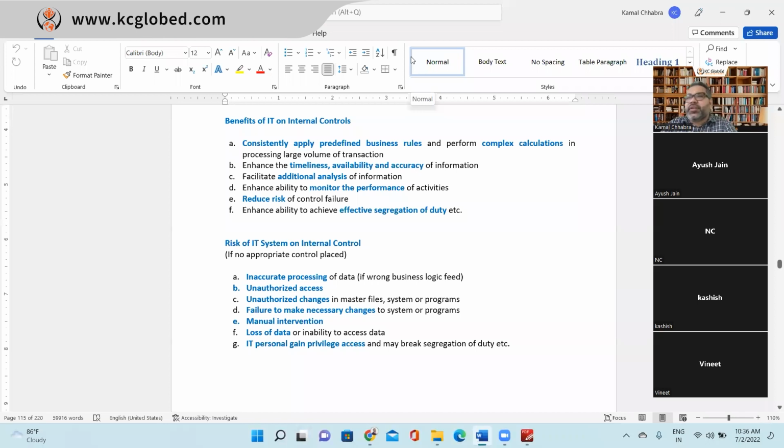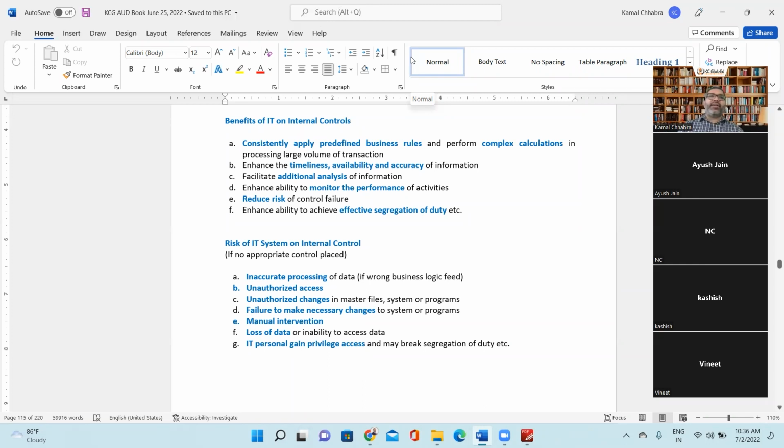So effective segregation of duty. What is segregation of duty? Segregation of duty is basically delegating, or distribution of activities. Yeah, you are responsible for this, and all that segregation. Distribution of all our activities.